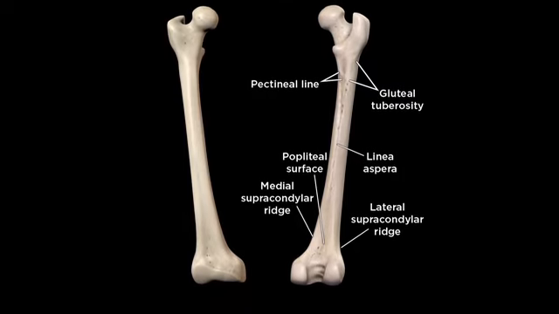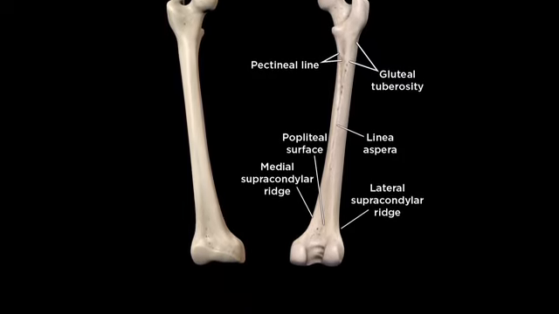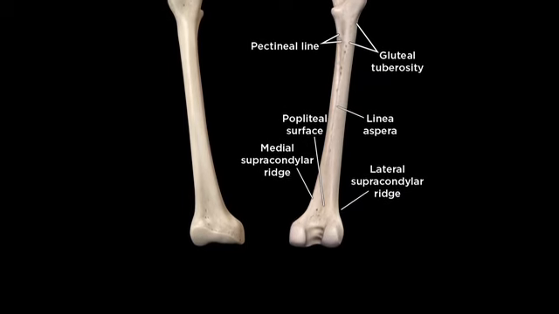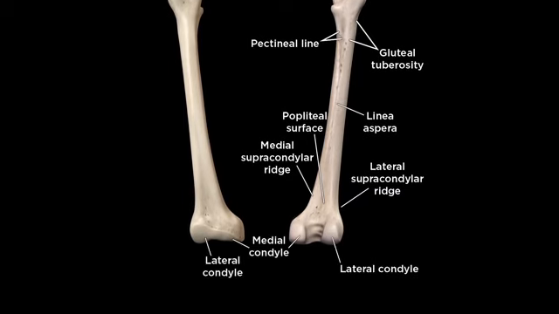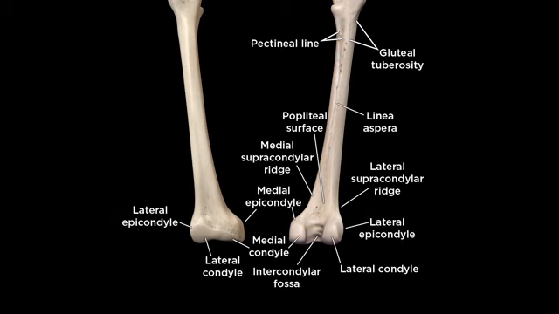Just distal to the popliteal surface are a pair of smooth, rounded prominences on the femur, called the medial and lateral femoral condyles. Between them is a fairly deep depression known as the intercondylar fossa, while superior to each femoral condyle are prominences called medial and lateral epicondyles, as we saw on the humerus near the elbow. The medial epicondyle is topped by the adductor tubercle, though that can be quite small in some people.